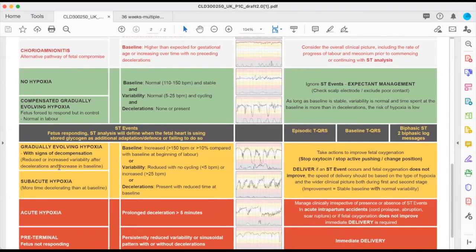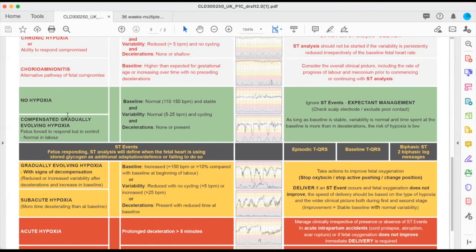No, you can't see my mouse. You can't start STAN. I can't start STAN if I think that this baby is already along the hypoxia pathway. So I need to start STAN on this baby. That is the only baby that I can start STAN on.